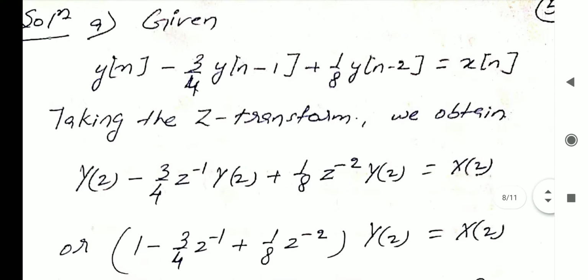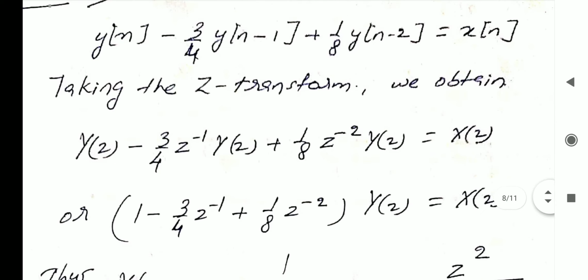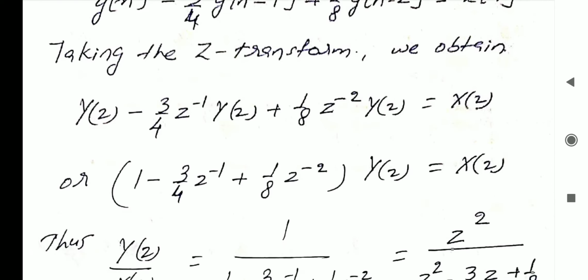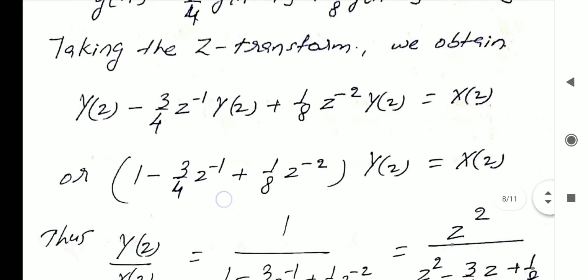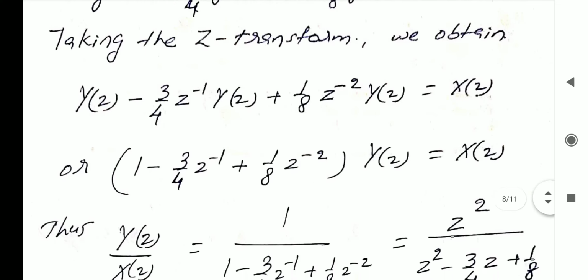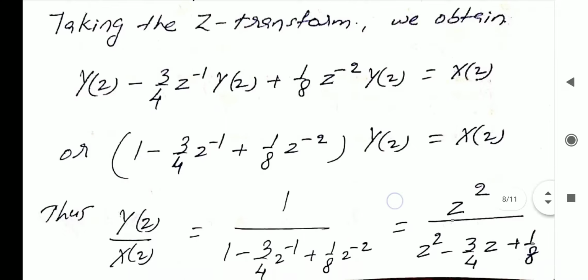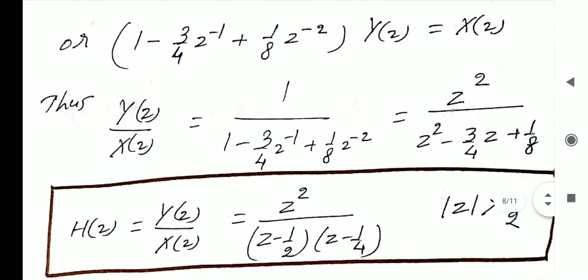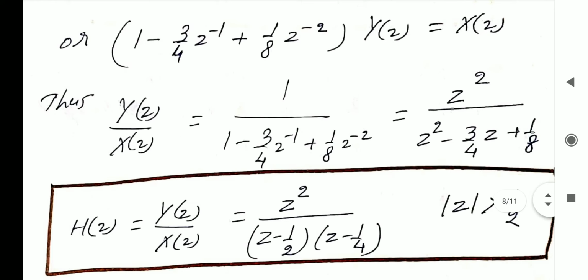So here we are applying the time shifting property and we'll be getting this particular z transform equation. Now we can even write it as, taking Y(z) common to all, 1 minus 3 by 4 z to the power minus 1 plus 1 by 8 z to the power minus 2 equals X(z). Taking Y(z) by X(z), this is what we'll be getting: 1 by 1 minus 3 by 4 z to the power minus 1 plus 1 by 8 z to the power minus 2.